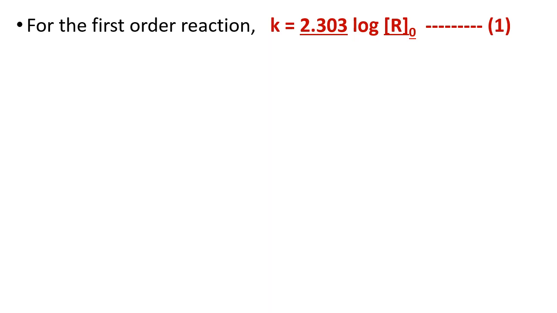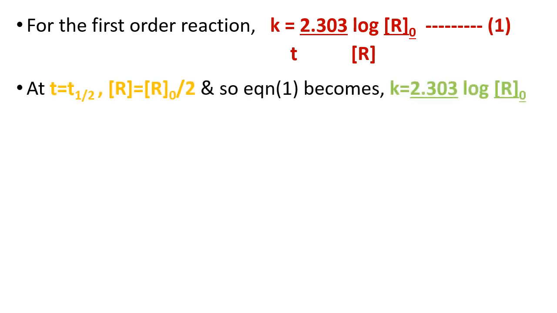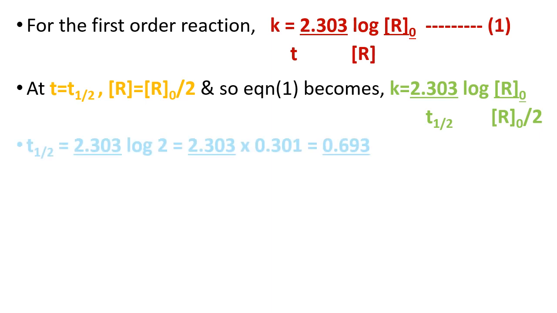But for the first order reaction, as we already know, k is equal to 2.303 divided by t into log of R naught divided by R. At t is equal to t half, R is equal to R naught divided by 2. Equation 1 becomes k is equal to 2.303 divided by t half into log of R naught divided by R naught divided by 2, which gives t half is equal to 2.303 log 2 divided by k, is equal to 2.303 into 0.301 divided by k, which is equal to 0.693 divided by k.